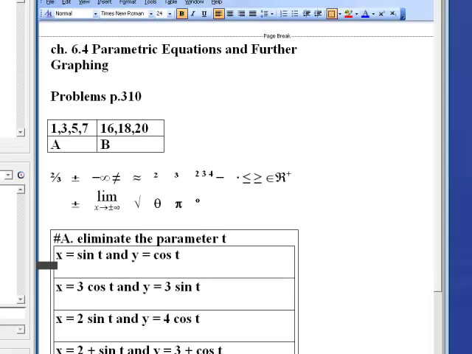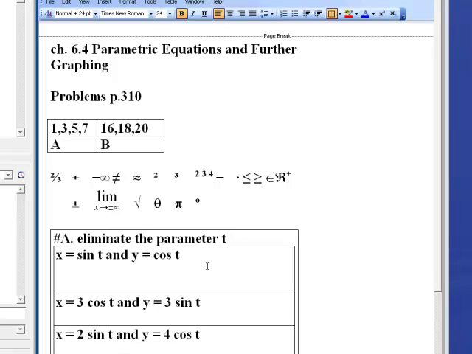Welcome to this last problem section in this chapter. It's on parametric equations. And here's what we're supposed to do. For x equals sine t and y equals cosine t, eliminate the parameter t and then graph. And as usual, I'll be doing all these four problems here, and then I'll do them all at once on the graphing calculator and insert the graphs later on.